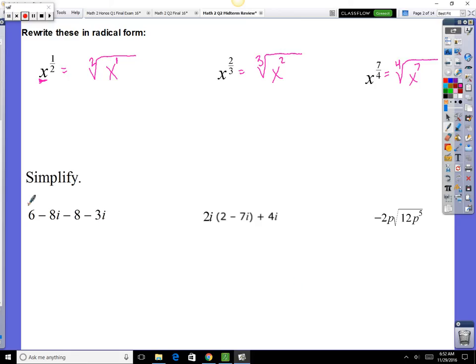Now, some imaginaries. Let's simplify these imaginaries. This first one, anytime you see a minus, let's think of it as a negative. So let's rewrite this. Let's go 6, and let's not do subtract 8i. Let's do plus a negative 8i, plus a negative 8, plus a negative 3i. So put pluses there, and let's look at these minuses as really negatives.